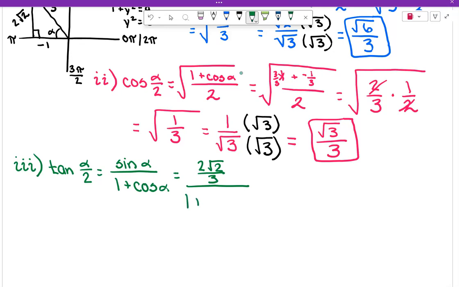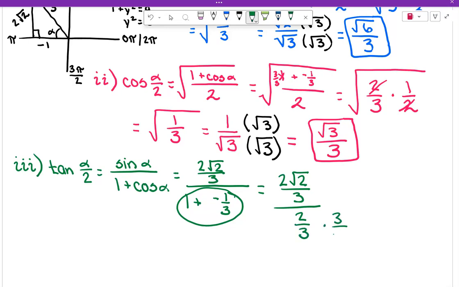Over 1 plus cosine, we already know what that is: -1/3. So we're going to have 2 over the square root of 2/3, divided by, we already know what this is, it's 2/3. On this one, I'm just going to go ahead and flip it. So notice what happens. 3's cancel, 2's cancel. We are left with just the square root of 2.